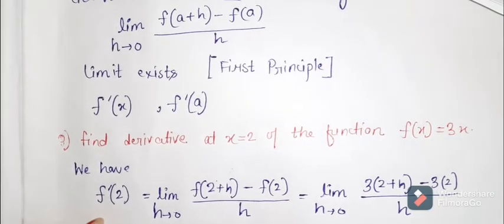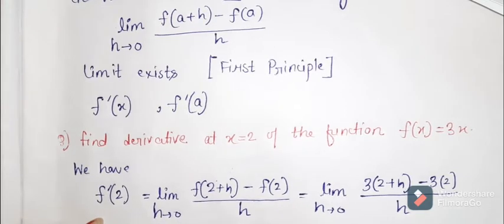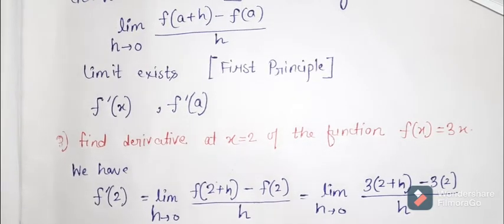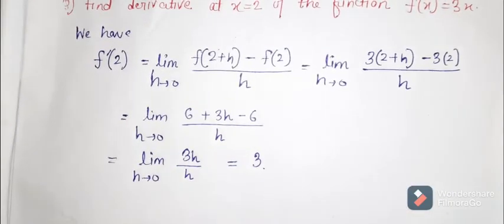6 cancels. Limit h tends to 0, 3h by h, and this equals 3. So the derivative of the function f of x equals to 3x is 3.